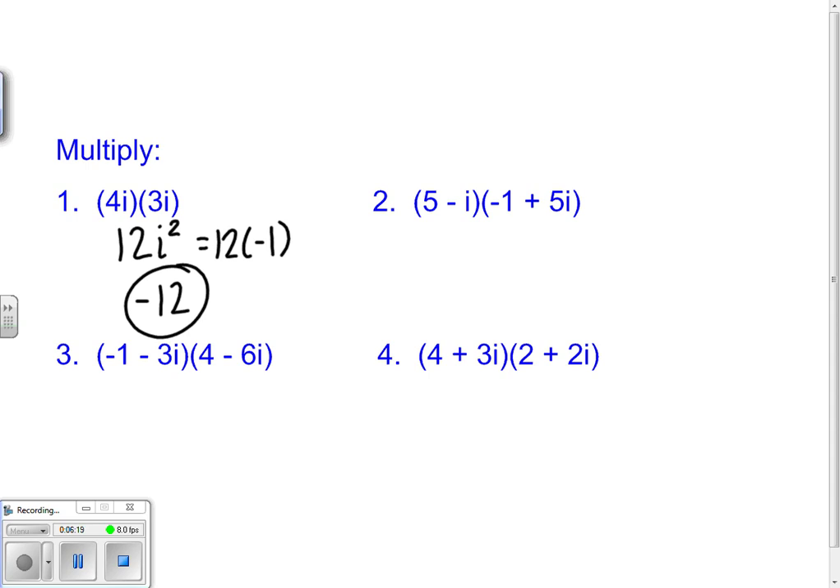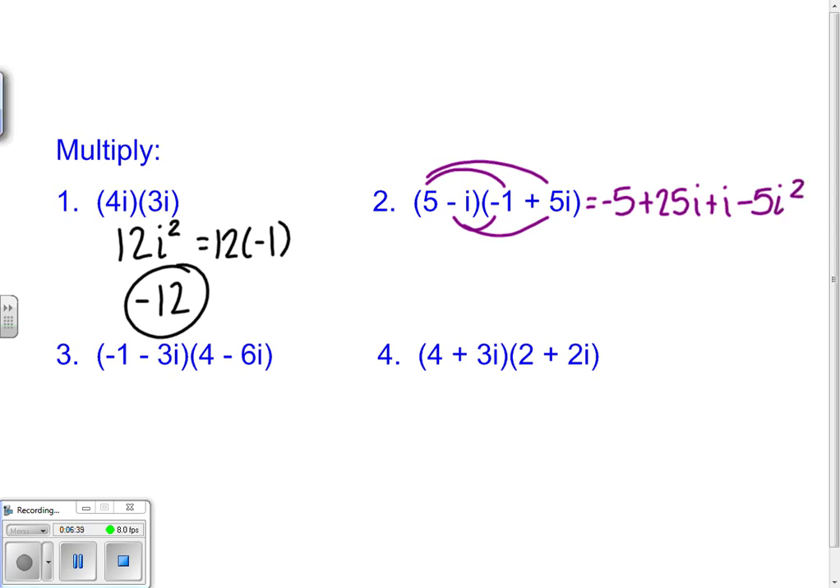All right, second one. I have to FOIL or double distribute. 5 times -1 is -5. 5 times 5i is 25i. -i times -1 is a positive i, and -i times a positive 5i is a -5i squared.